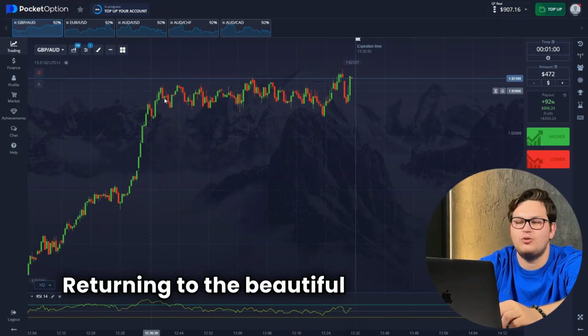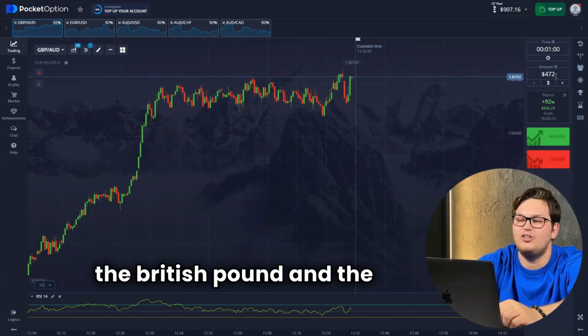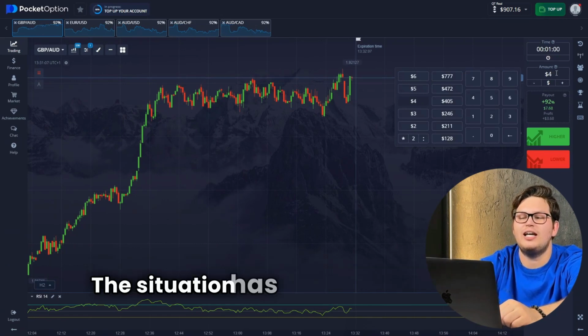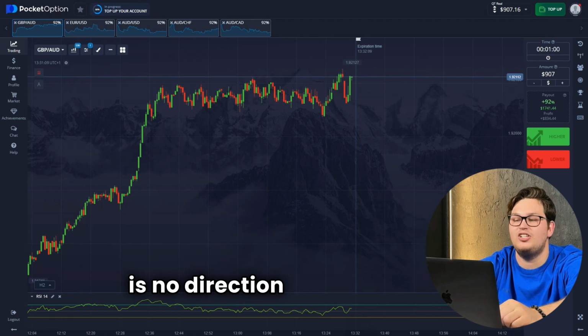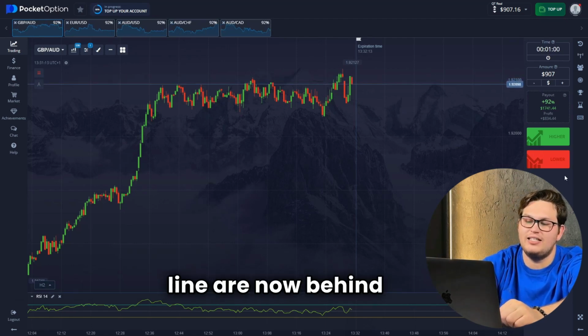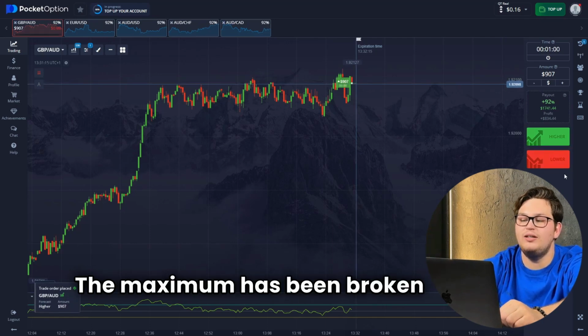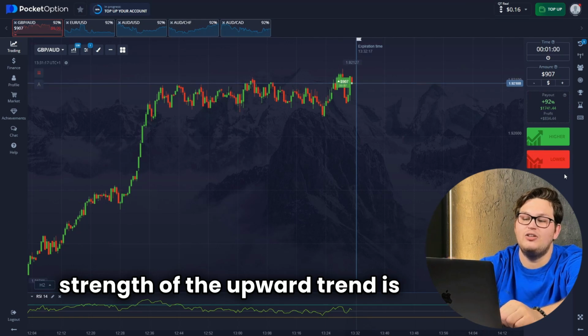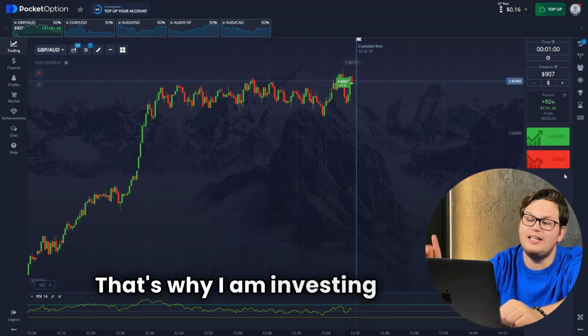Let's move on. Returning to the beautiful currency pair of the British pound and the Australian dollar, the situation has changed, but there is no direction for the candles. Channel movements as a resistance line are now behind us. The maximum has been broken, and the strength of the upward trend is increasing. That's why I am investing in the rise.